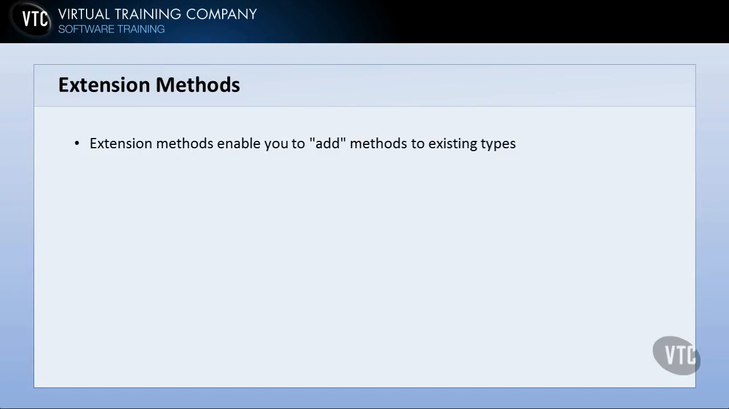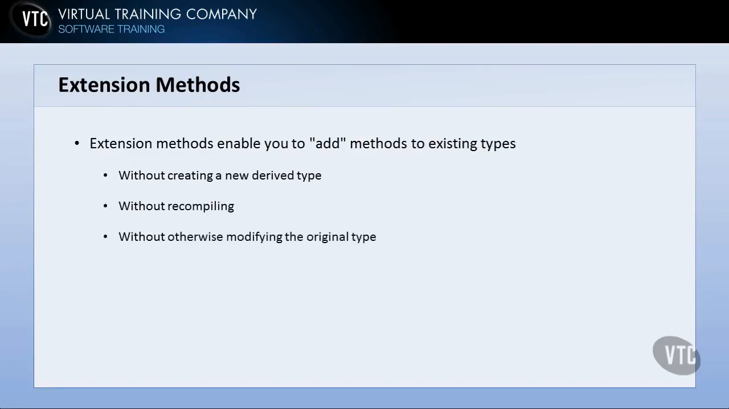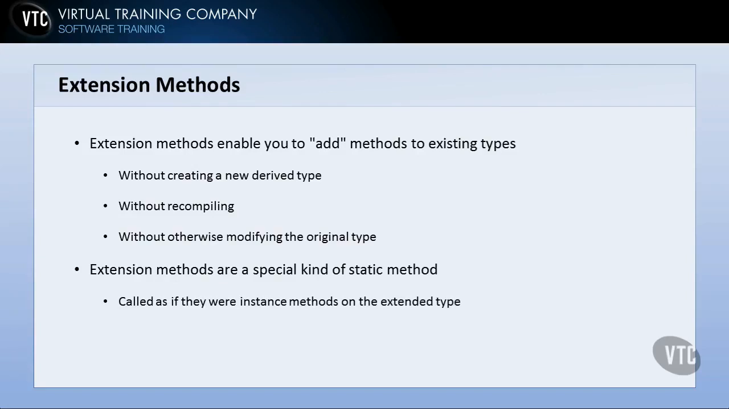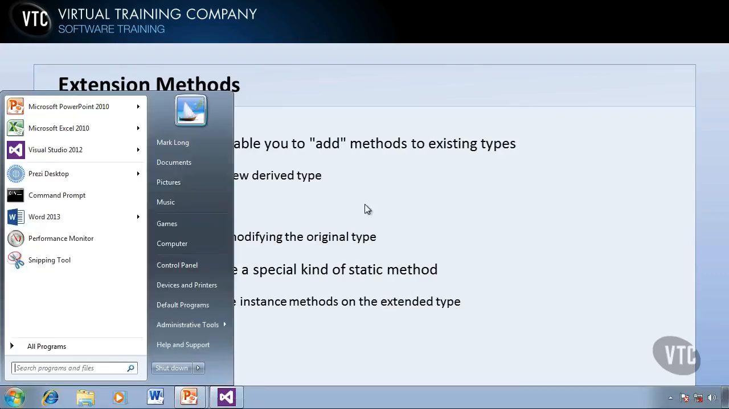An extension method enables you to add methods to existing types. Now you do this without creating a new derived type. You can do it without recompiling, without otherwise modifying the original type. Extension methods are a special kind of static method. You call them as if they were instance methods on the extended type. And if any of that made sense to you, okay. If it didn't, don't worry. Let's see a demo to really make it make sense.